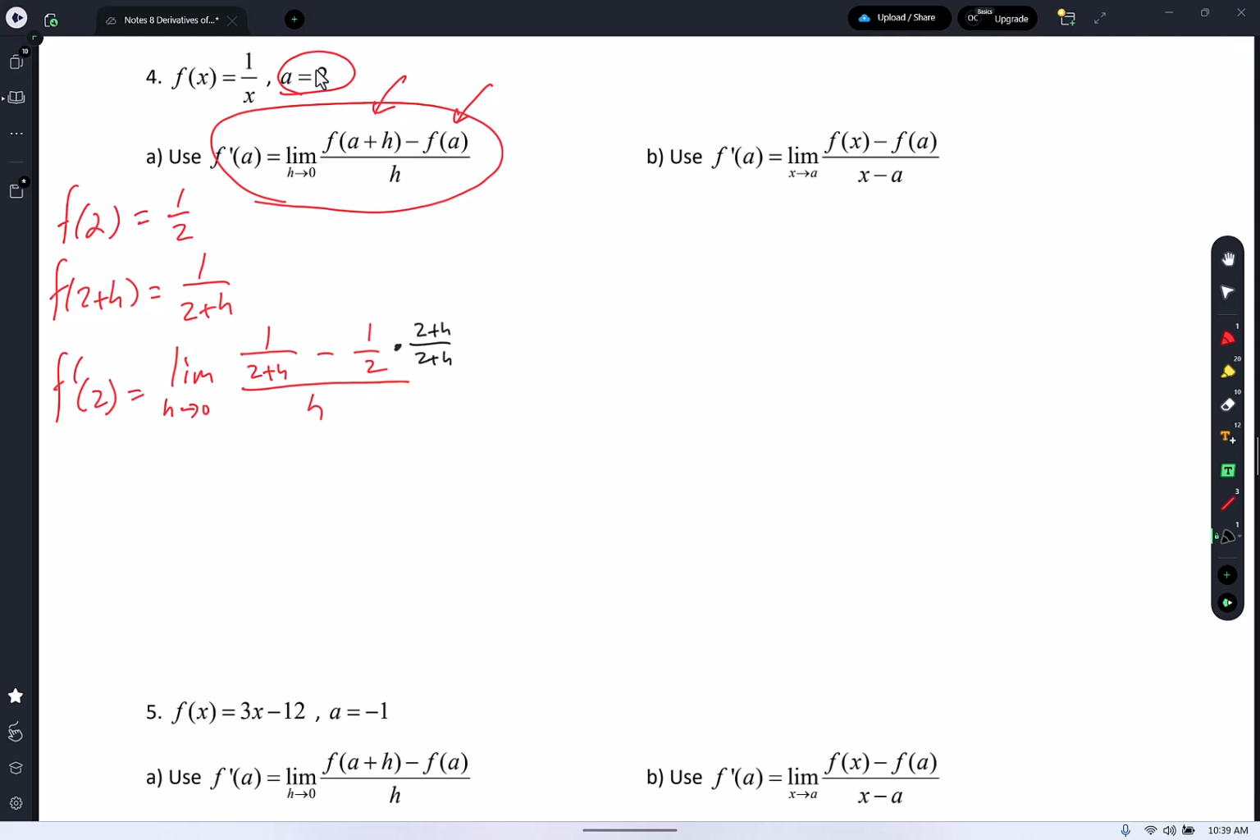Can I call it a sucker? I think I can, right? It's not a big deal. All right. 2 over 2. I guess I'll call it a dude.